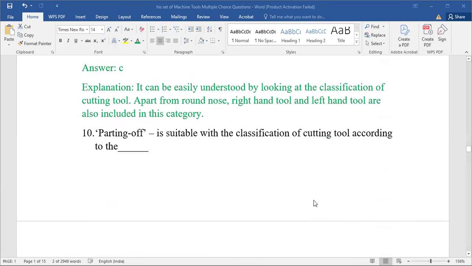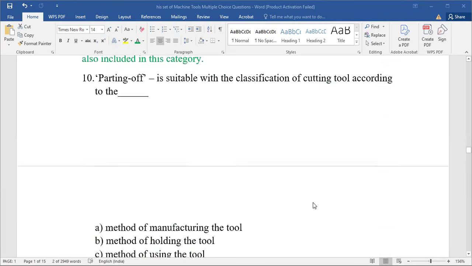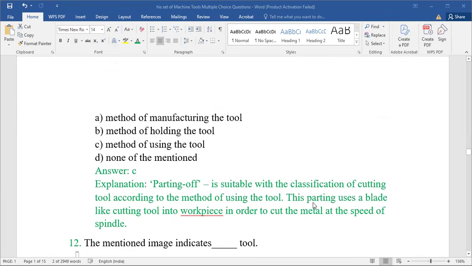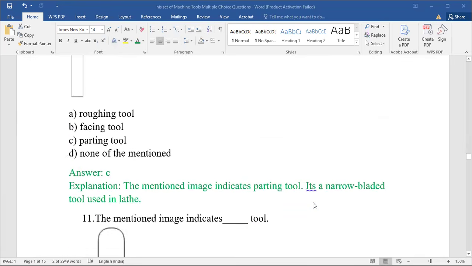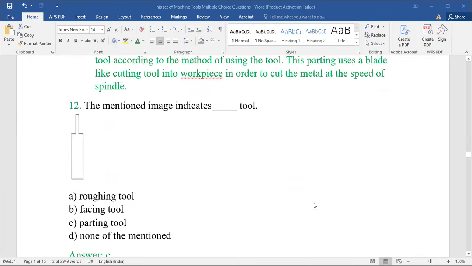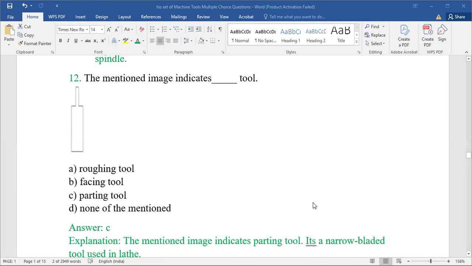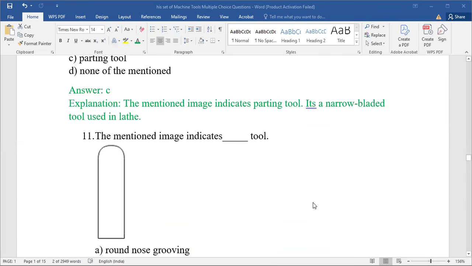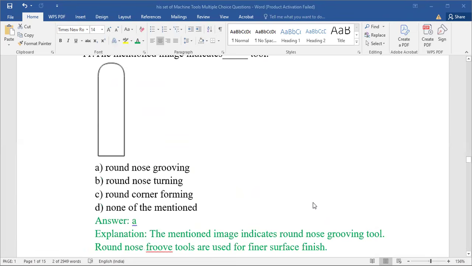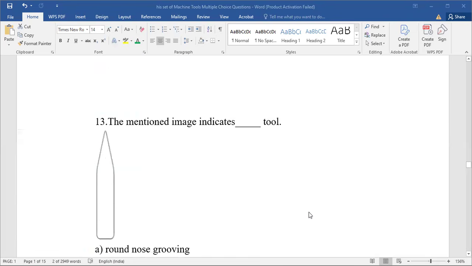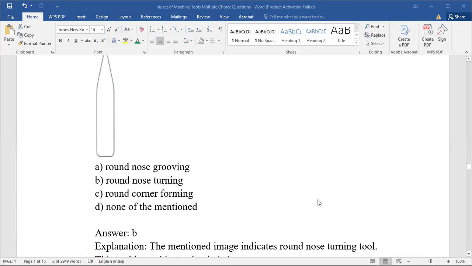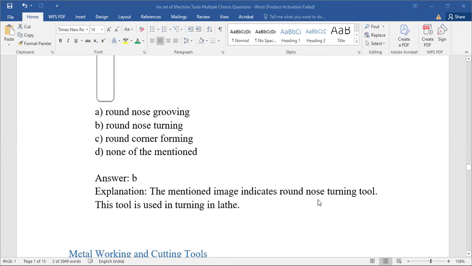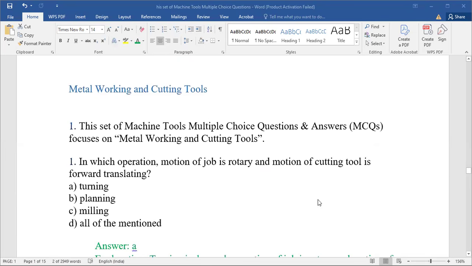Parting off is suitable with the classification of cutting tool according to, this is the 10th one, the answer is C, method of using the tool. See, the mentioned image indicates dash tool. Roughing tool, facing tool, parting tool. This is the parting tool. The next image: round nose grooving. And the next image: this is round nose turning.